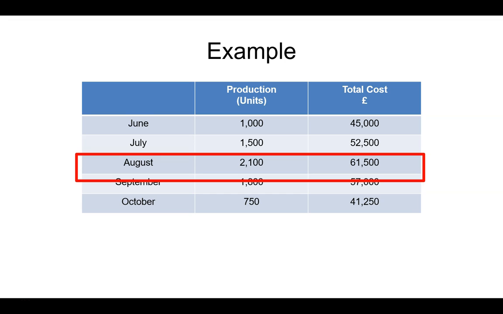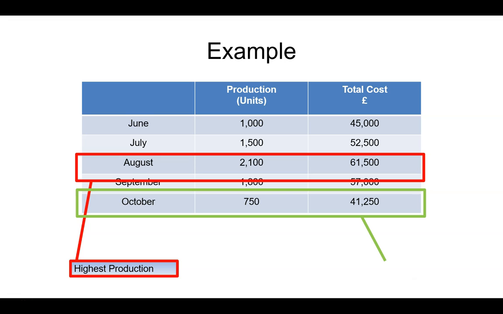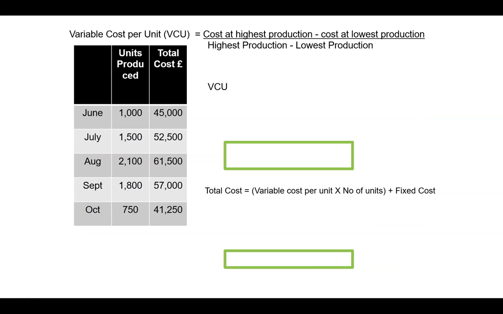So highest production, and the green is our lowest production. Well done, guys. Those of you got it right. So the red is our highest production and the green is our lowest production. So we put that in our high-low method.